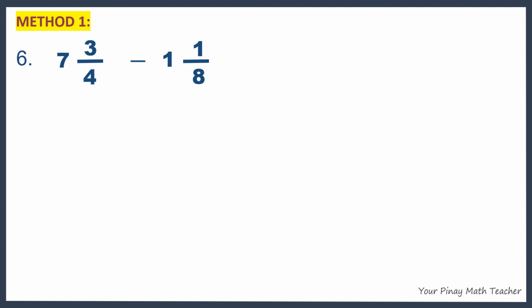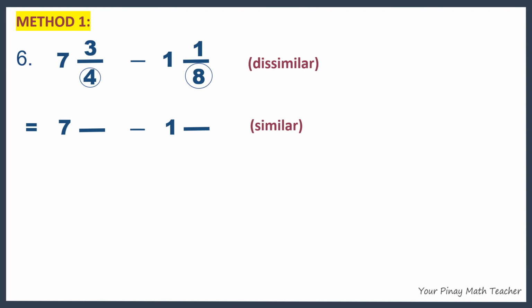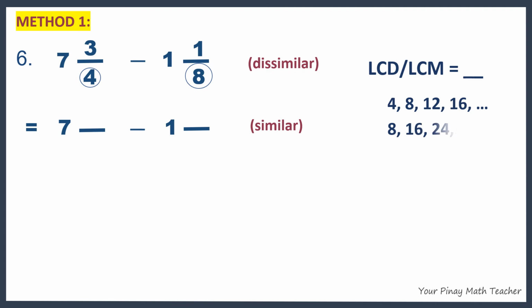Number 6, 7 and 3/4 minus 1 and 1/8. So again, the fractions are dissimilar, so we have to make them similar. Bring down the whole number 7 and the whole number 1. And then find the LCD of 4 and 8 by listing its first few multiples. Based on the list, our LCD is 8. Put 8 under the fraction bar, and then get an equivalent fraction of 3/4 in terms of 8. So obviously, we need to multiply 4 by 2 to get 8. So do the same with the numerator.